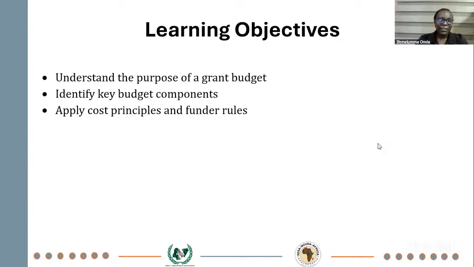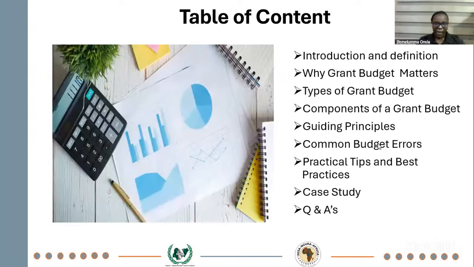So our learning objectives, by the end of this session, what we intend to achieve is that every participant here would have understood the purpose of a grant budget, be able to identify the key budget components, then also be able to apply the cost principle, which is the golden rule in budget preparation. So this is what we intend to achieve today. Here is our outline for the day, our table of contents. So let's go ahead.